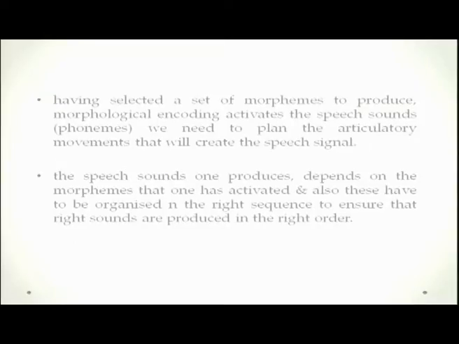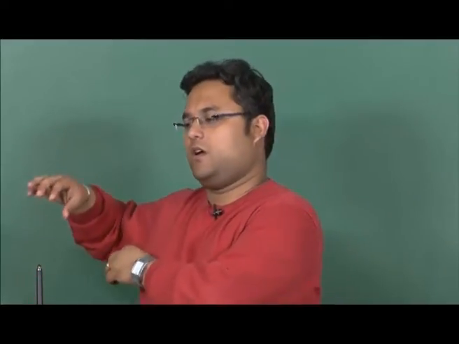Now, having selected a set of morphemes to produce, morphological encoding will activate the speech sounds. What exactly are you going to speak? Eat and eating will require different phonemes to get activated, and once you have this selection of sounds close by, this will form the basis for coming up with an articulatory plan. You need to tell your motor apparatus, the vocal apparatus, to start preparing for producing something, but you will not be able to do that till the morphological specification is found, because you have to be informed whether you are going to use eat, ate or eating.